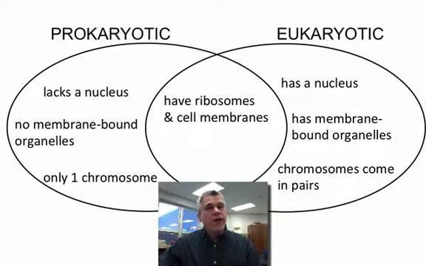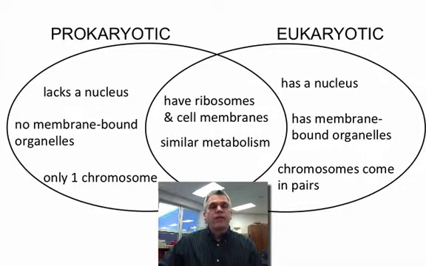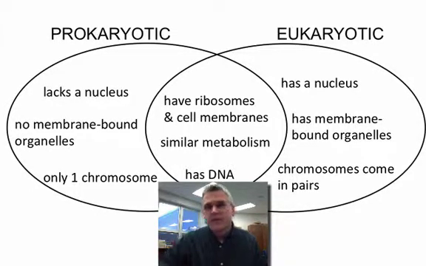Well, they both have these ribosomes. They both also are contained by a cell membrane. They both have similar metabolism, so all those chemical reactions that are taking place in prokaryotic cells, we also see them happening in eukaryotic cells. And lastly, they both have DNA as their basic molecule for life. There are other differences and similarities, but these are certainly the main ones.